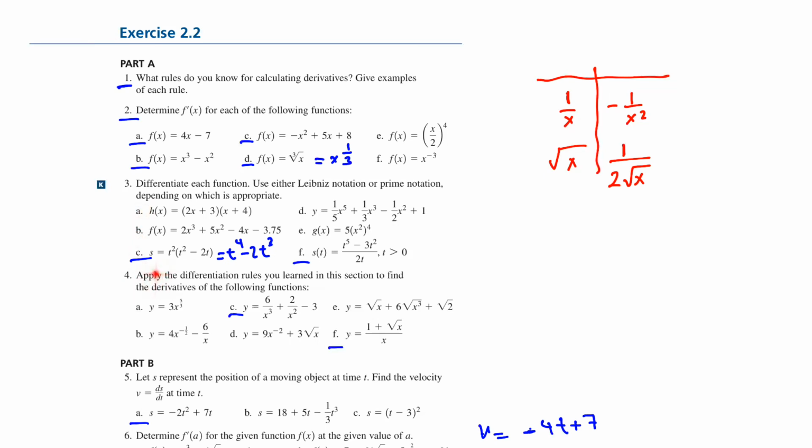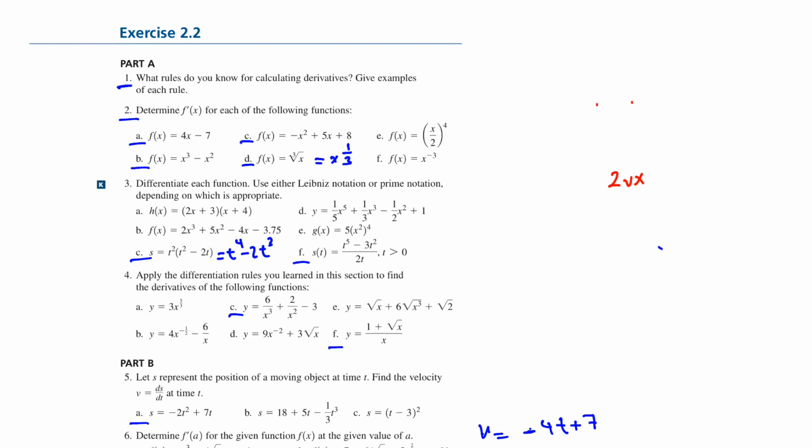Question 3, part C. S can be written as t4 minus 2t3. Therefore, ds dt is 4t3 minus 6t2. We find the derivative of the first term, which is 4t3, and of the second term, which is 6t2, and we subtract.